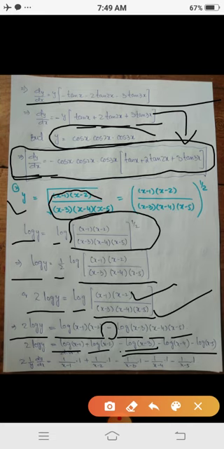Now differentiate this equation with respect to x. Now 2 is constant, so differentiation of log y is 1 upon y into dy by dx. Now differentiation of this log is 1 upon x minus 1, then we have to differentiate x minus 1, its differentiation is 1. Similarly, it is 1 upon x minus 2 into 1, minus 1 upon x minus 3 into 1, minus 1 upon x minus 4 into 1, minus 1 upon x minus 5 into 1, because differentiation of log of x minus 5 is 1 upon x minus 5 into differentiation of x minus 5, which is 1. Hence it is simply 1 upon x minus 5 into 1.